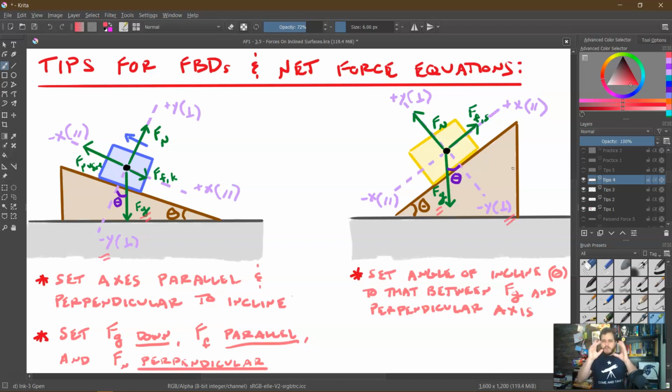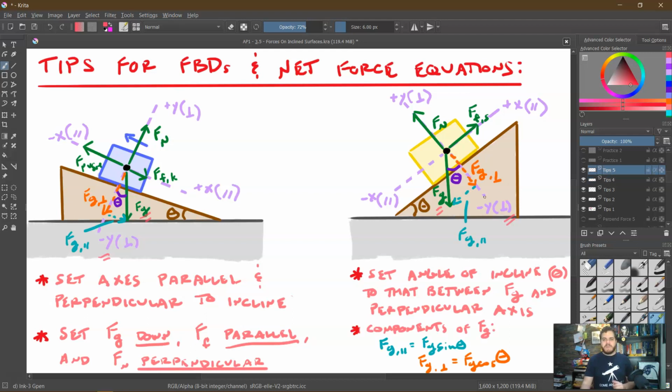That is real crucial. We want to make sure we can recognize that instantly. And then lastly, we can find components of FG, because FG is the only one not exactly on an axis. The parallel component will end up being FG sine theta, because it is across from theta. And FG perpendicular will be FG cosine theta, because it is adjacent to theta.